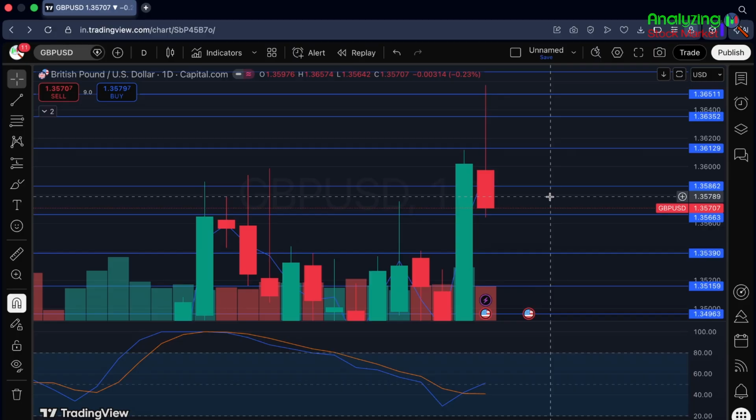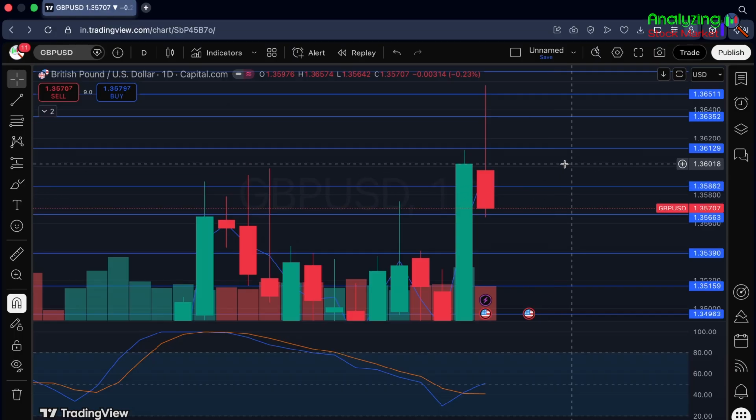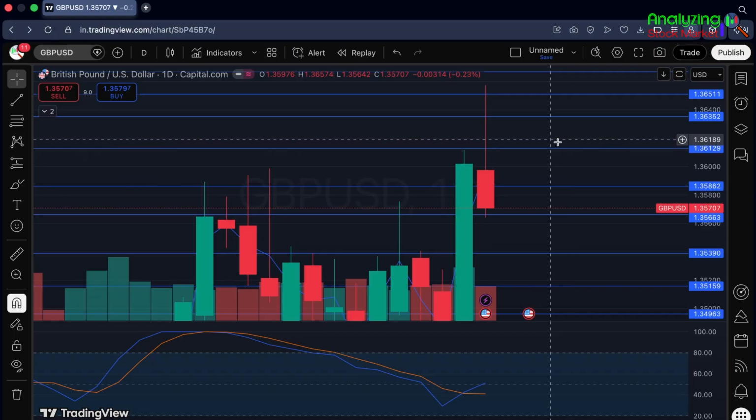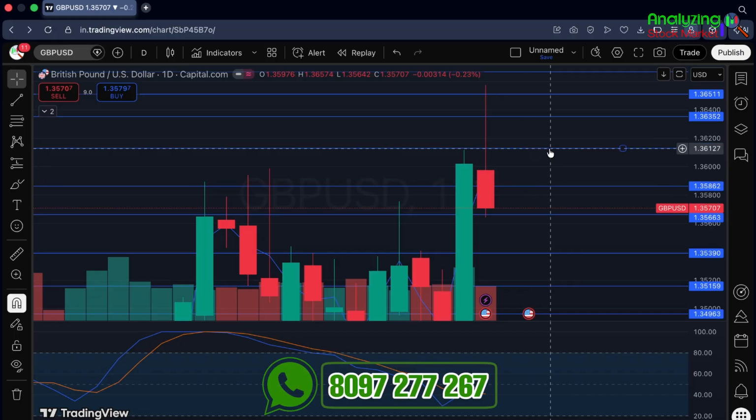Let's now talk about my opinion on GBP USD for this week. According to the previous week's momentum, I'm expecting a positive momentum in this range, that is 1.35862 to 1.36129. I'm expecting a positive closing in this range if and only if 1.35862 gets breached and a 4-hour or one-day candle gets closed above this, then I will go for a long till this level as the target.